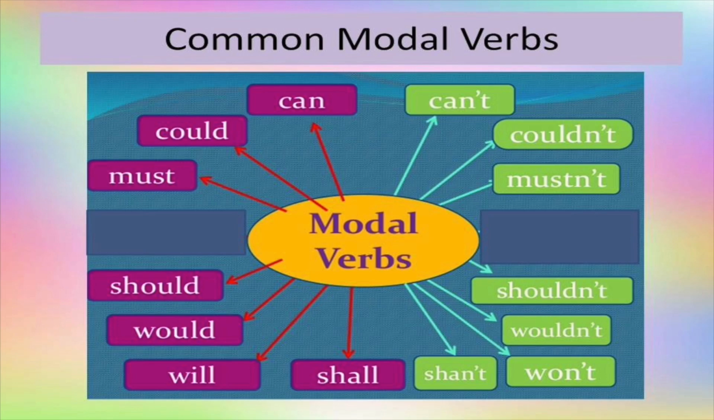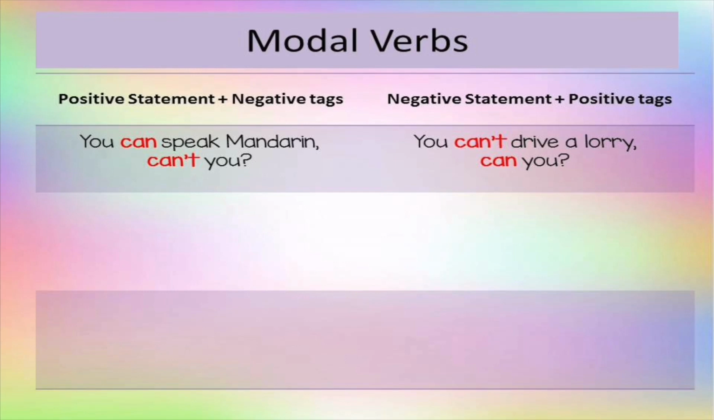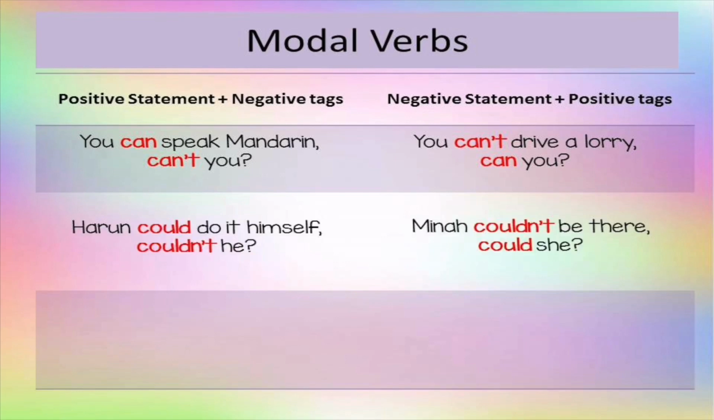Let's look at the sentence. You can speak Mandarin, can't you? You can't drive a lorry, can you? Can you see? It's positive, negative, negative, positive. It's always contrast. Okay, next. Harun could do it himself, couldn't he? Mina couldn't be there, could she?